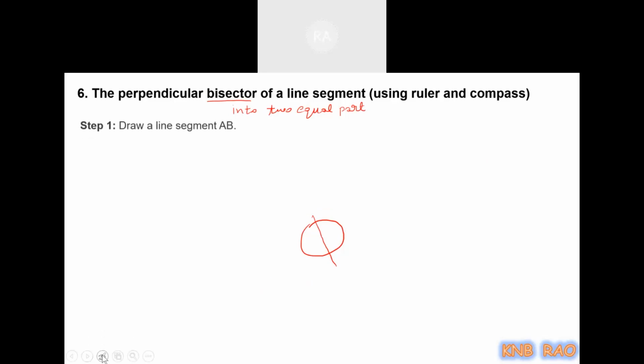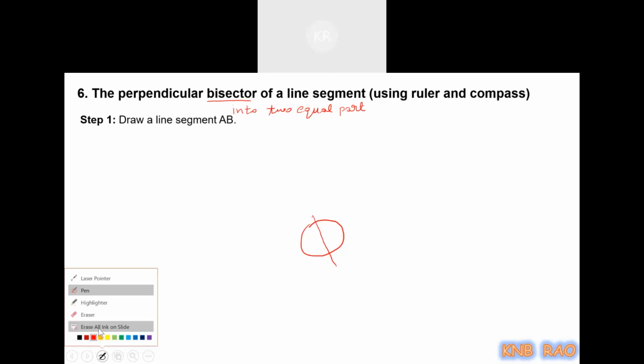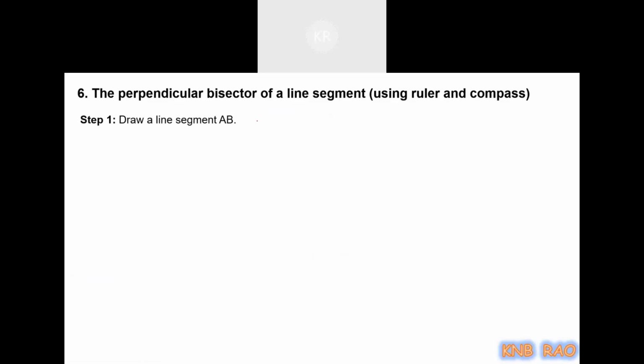Now let's go for bisection of a line segment. Now, whom are we bisecting? The line segment. By whom will we do that, we will identify now. Can I call the ruler and compass bisectors? No, sir, not the instruments. That line segment, sir, which you are making with the ruler.